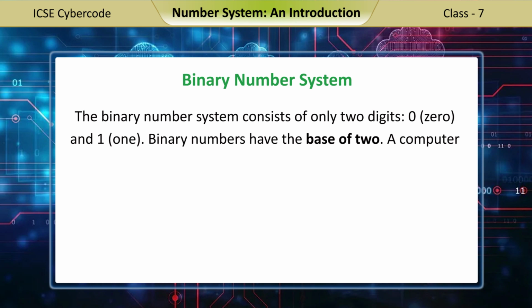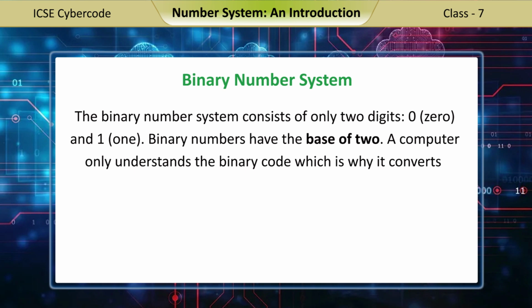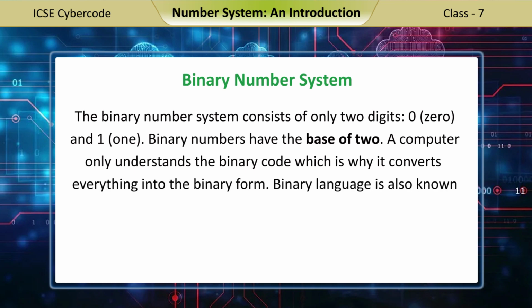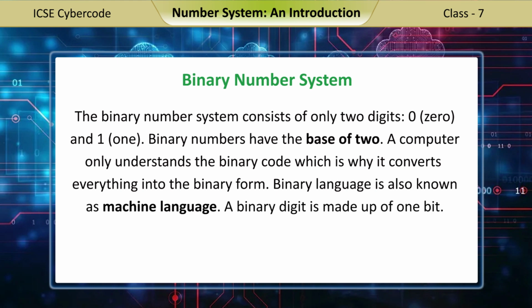Binary number system. The binary number system consists of only 2 digits, 0 and 1. Binary numbers have the base of 2. A computer only understands the binary code, which is why it converts everything into the binary form. Binary language is also known as machine language. A binary digit is made up of 1 bit.